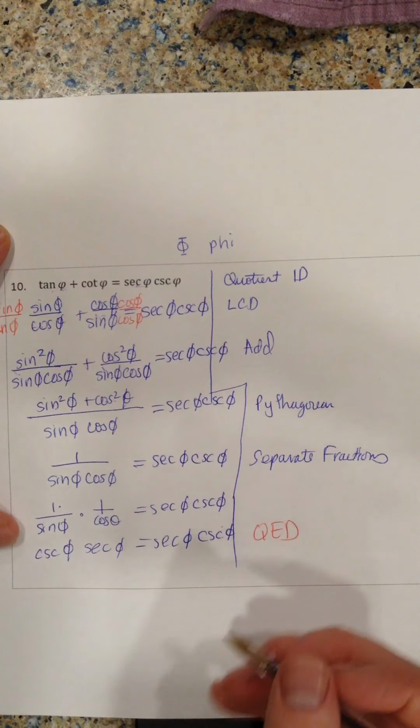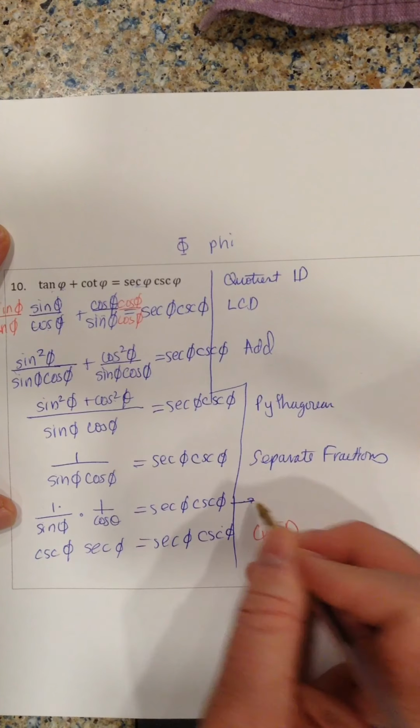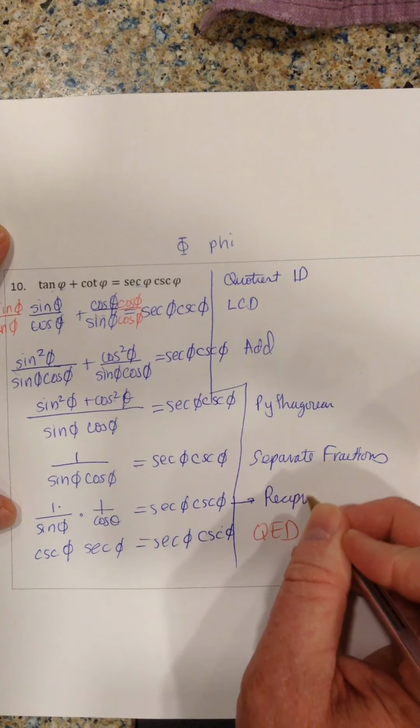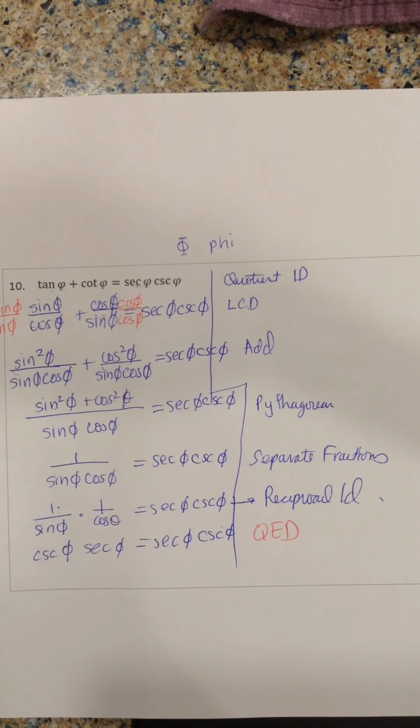And I separate the fractions, and then, oh yeah, what step did I do here? I did reciprocal identities. Okay, so you just have to know the identities and know how to apply them. Good luck.